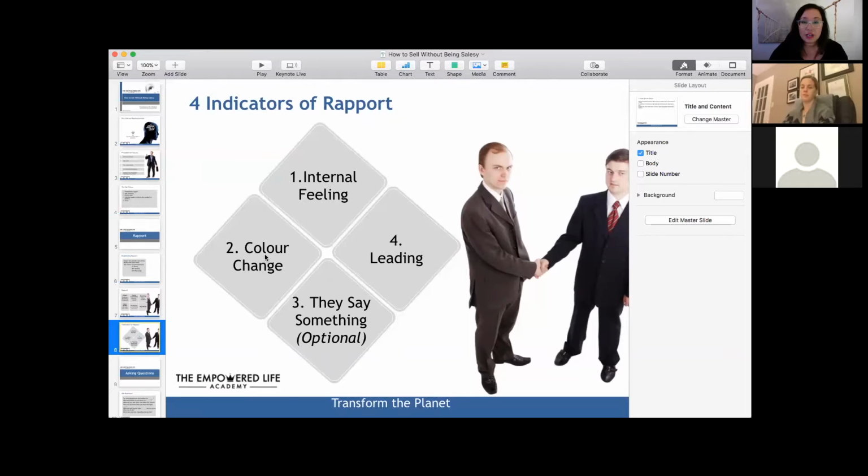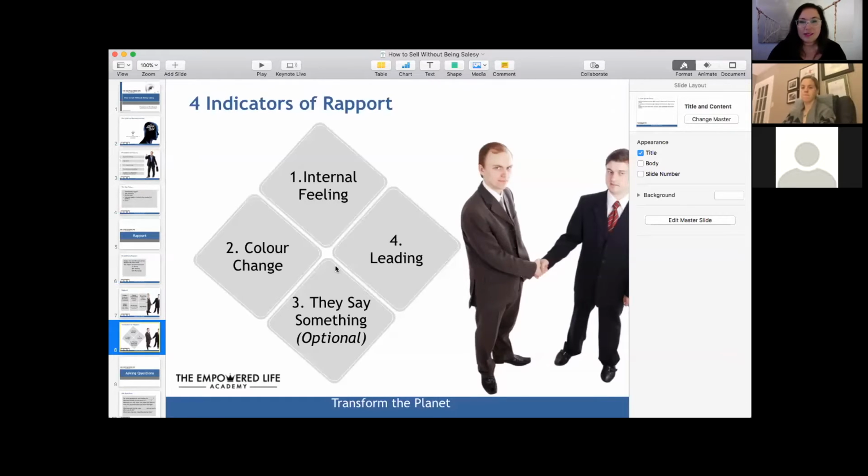You'll notice a color shift in the other person. You'll see them go from maybe lighter skin tone to their skin will darken, and that's blood rising to the surface of the skin, meaning that they're now comfortable with you. They have left their stress zone and they're now comfortable. They feel relaxed. So blood flow is now free to return to the skin.